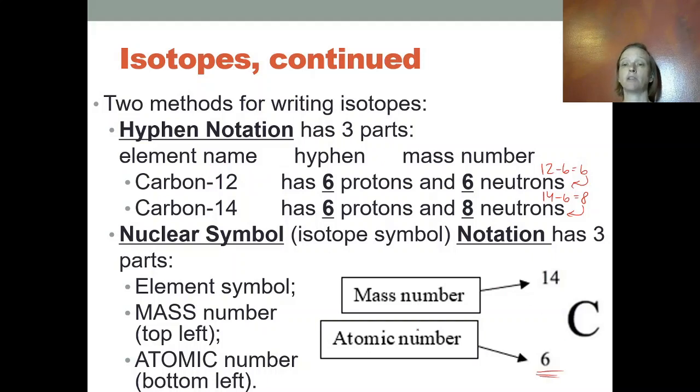You can argue that the atomic number isn't really necessary because carbon always has 6 protons, so we don't really have to say it. But it can be helpful to write this notation just because it's easy to see without even using your periodic table that this substance has 6 protons and a mass number of 14, so it must have 8 neutrons.